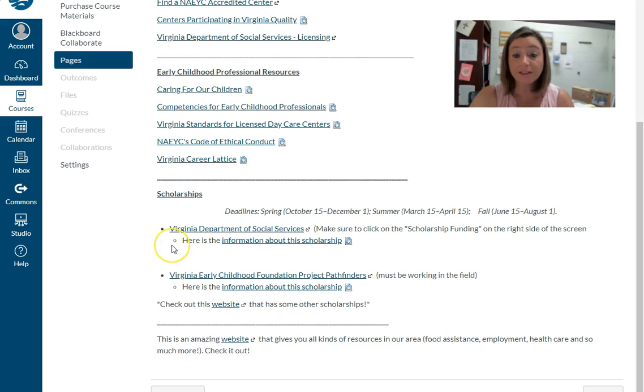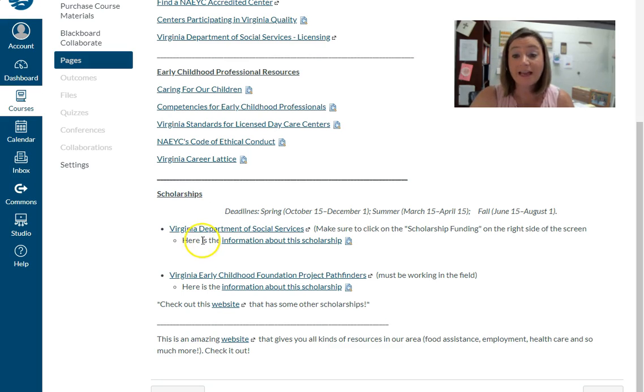So the first one is through the Department of Social Services. The great thing about this particular scholarship is that it is not based on FAFSA, it's not based on your income, and so they pay for 2 classes up front, which means you never have to put out any money. And there is a cap of 8 classes or $3,570, whichever one comes first.